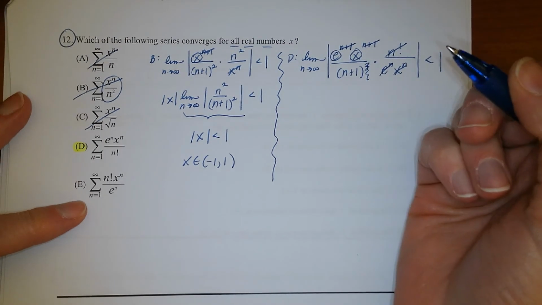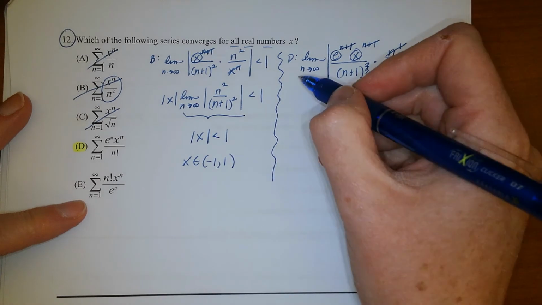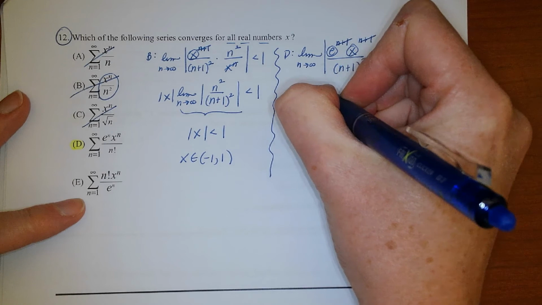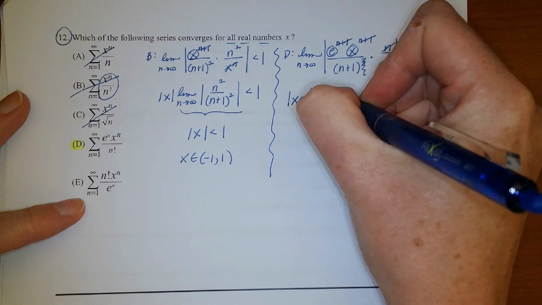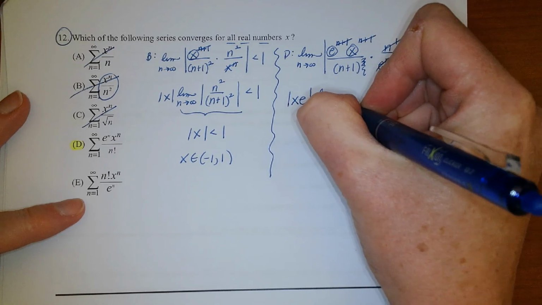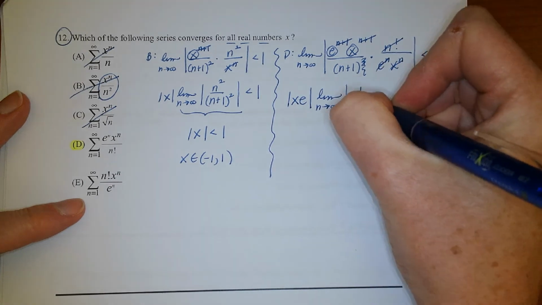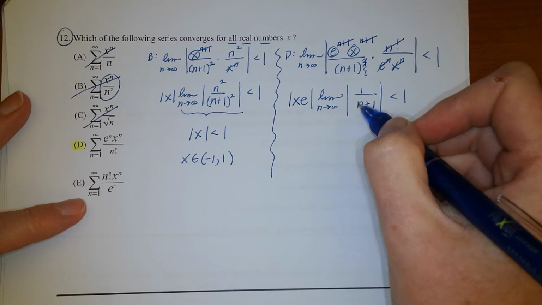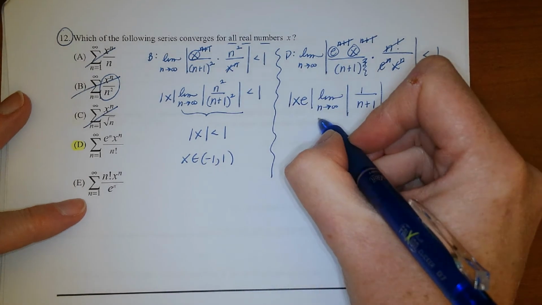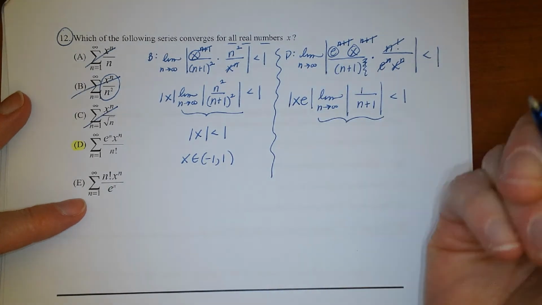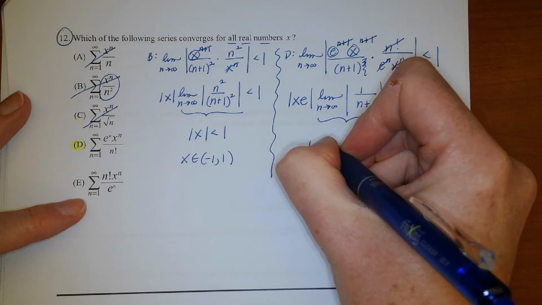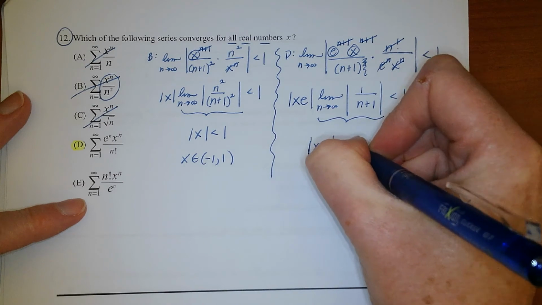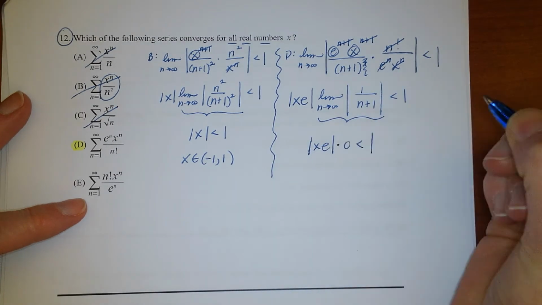Next, you can factor out anything that's constant as far as the limit is concerned, and so you'd be left with the limit as n approaches infinity of the absolute value of 1 over n plus 1. And then from here, what does this limit equal? Well, it equals 0. And so if you write it in, the absolute value of x times e times 0 has to be less than 1.